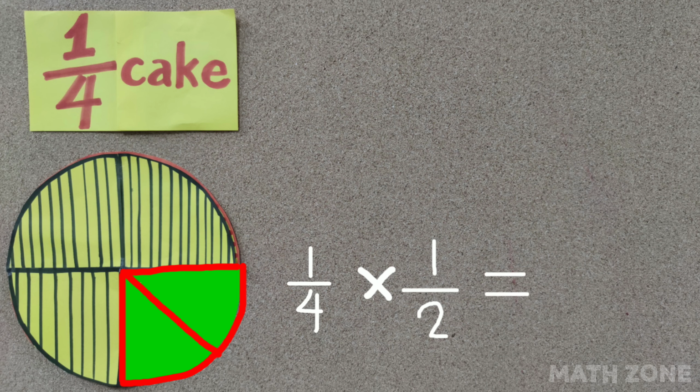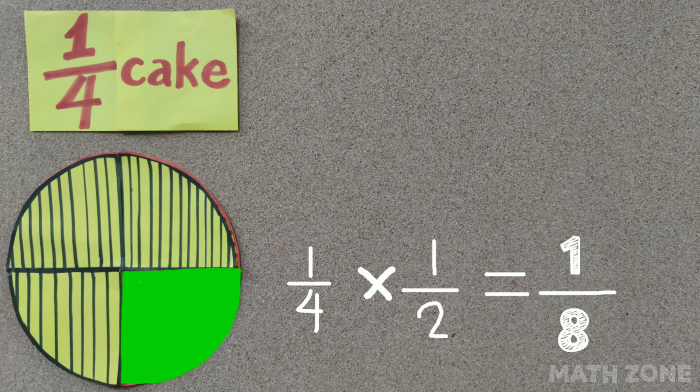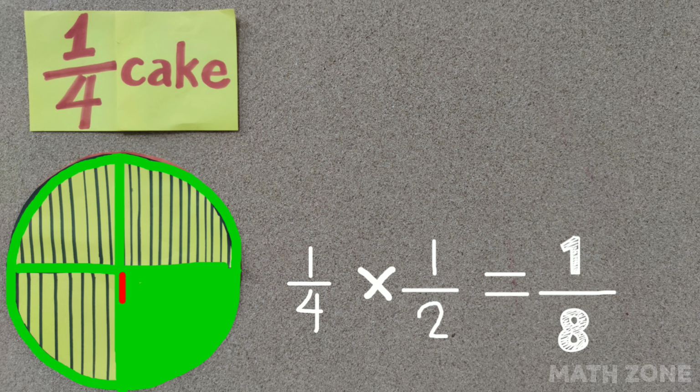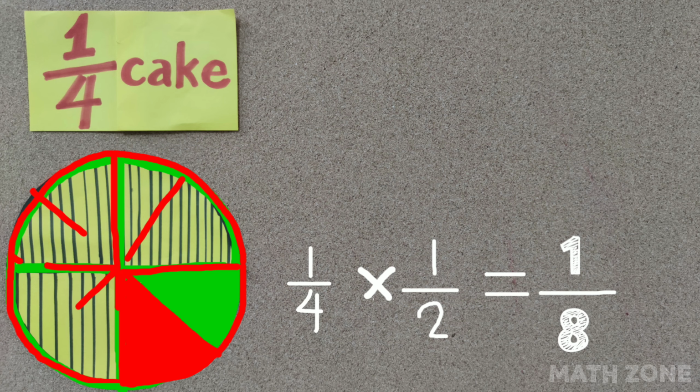And when multiplying fractions, just multiply the numerators and the denominators. 1 times 1 is 1. 4 times 2 is 8. The answer is 1/8. To explain it, this part or fraction of the cake, which is 1/4, is further divided by 2. Now one piece of it is already 1/8 part of the whole cake.